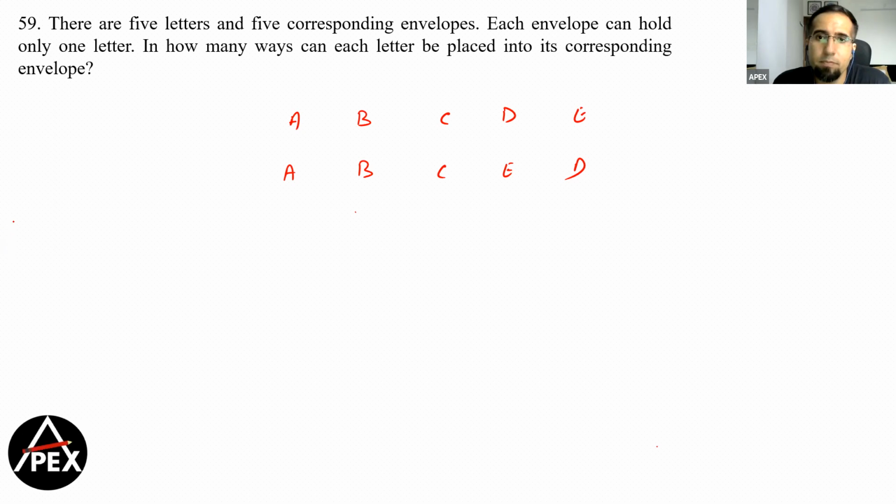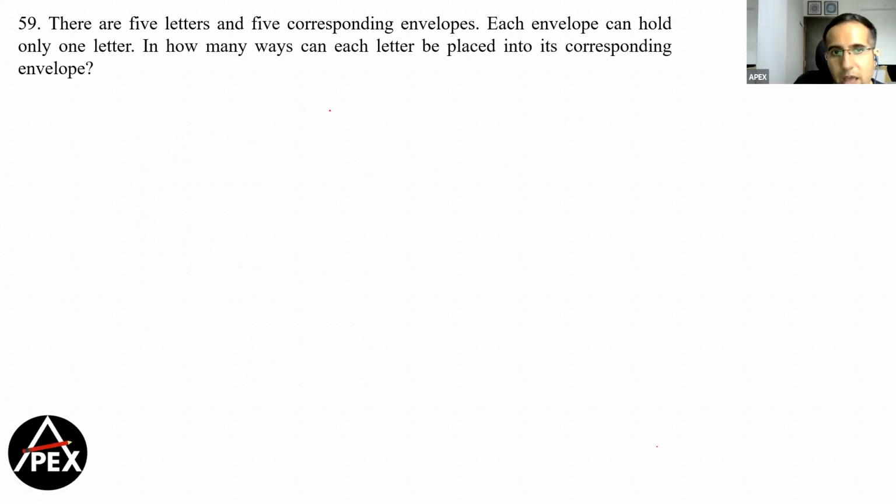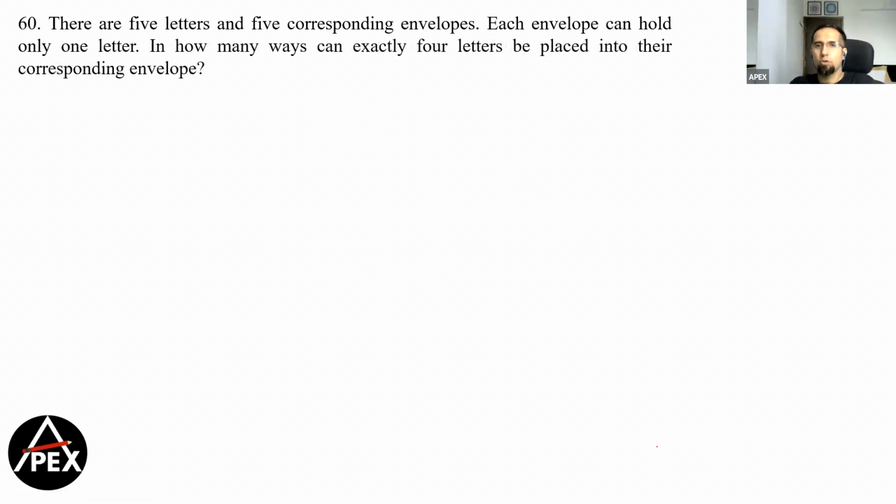Yes. Okay. In how many ways can you place the letters such that it is getting into corresponding envelopes? That means 1 has to go to A, 2 has to go to B, 3 has to go to C, 4 has to go to D, and 5 has to go to E. And there is only one way of it. And the remaining 119 ways, some of the other envelopes are going wrong.